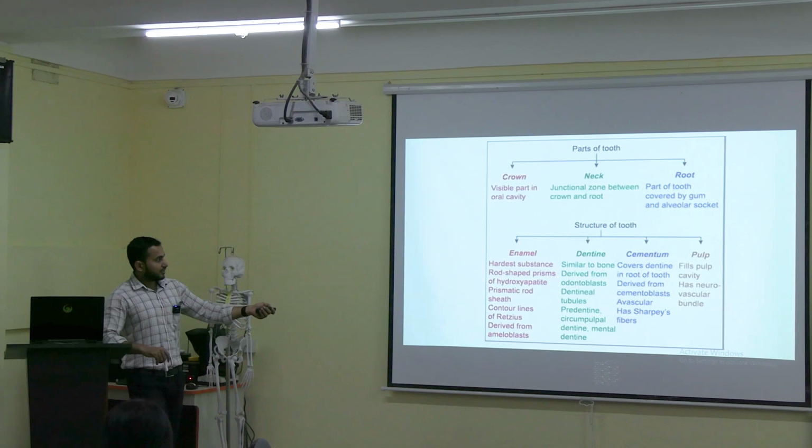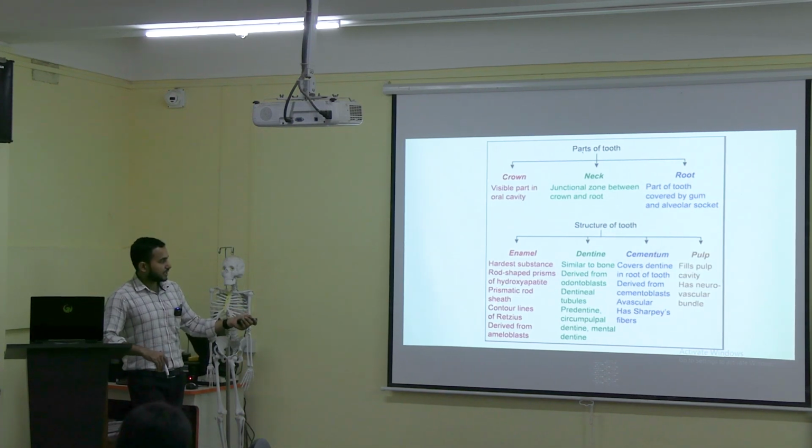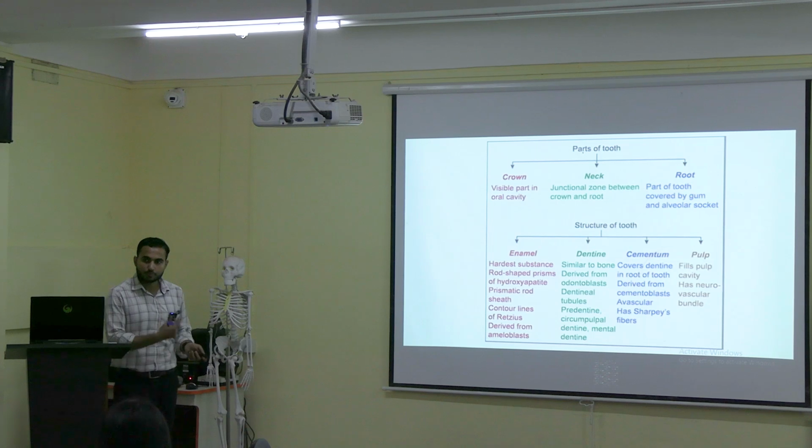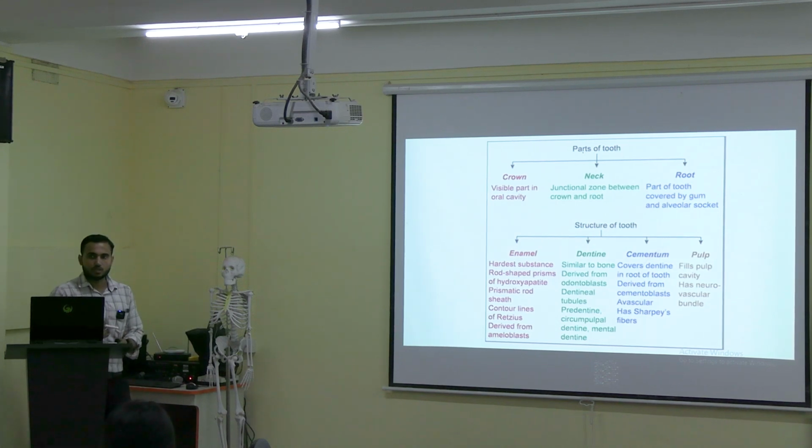Now in each and every part you can see different types of cells are present. For example, here you can see the ameloblast cells which lay down the enamel. In the case of dentine we get the odontoblasts, and here we get the cementoblasts. These are the important types of cells which help in the formation of these particular parts of the tooth.